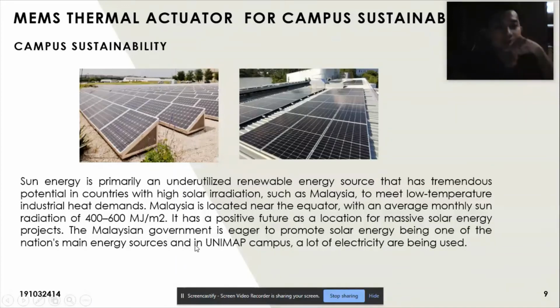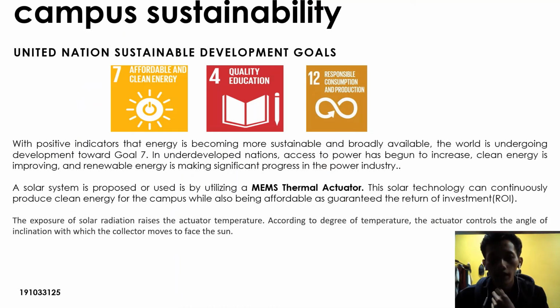The Malaysian government is eager to promote solar energy as one of the nation's main energy sources, and in UNIMED campus, a lot of electricity is being used. Affordable and clean energy are included in the UN Sustainable Development Goals, with positive indicators that energy is becoming more sustainable and broadly available. The world is making progress toward Goal 7 in underdeveloped nations. Access to power has begun to increase. Clean energy is improving, and renewable energy is making significant progress in the power industry.